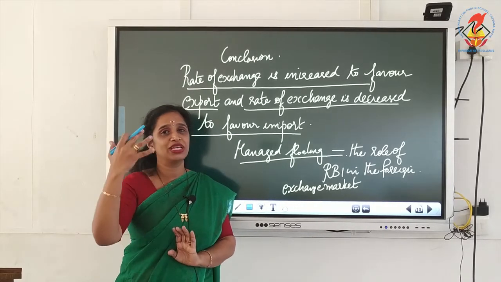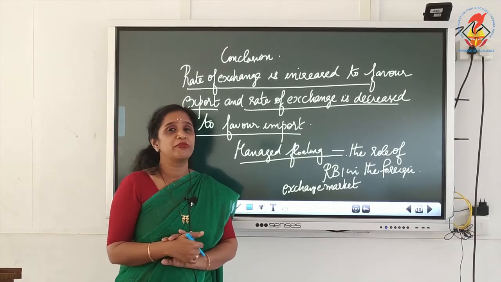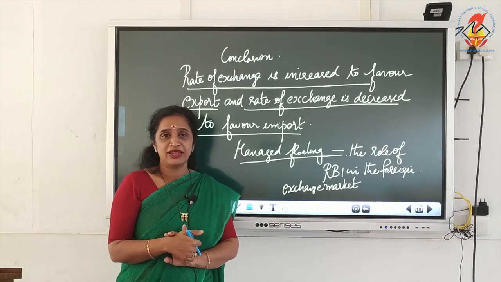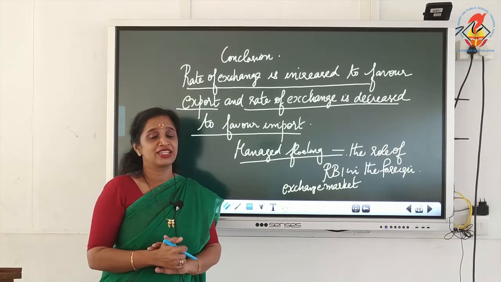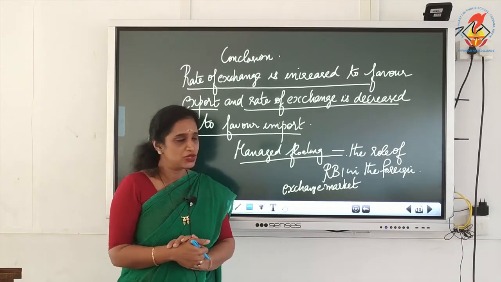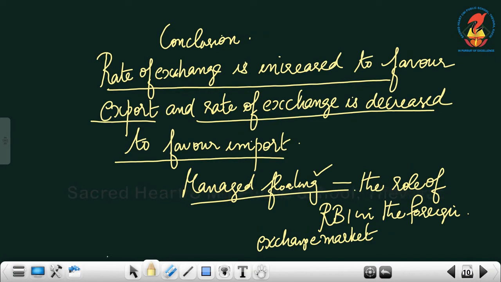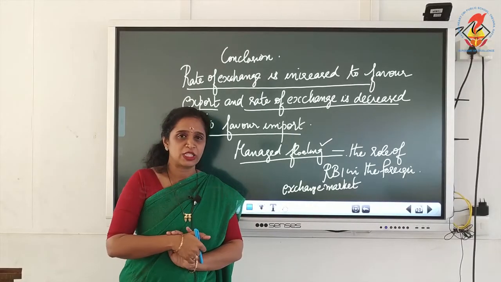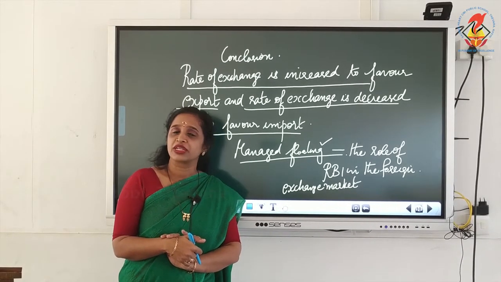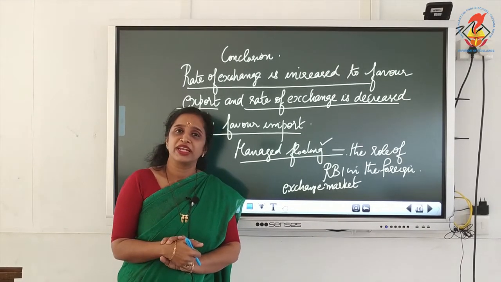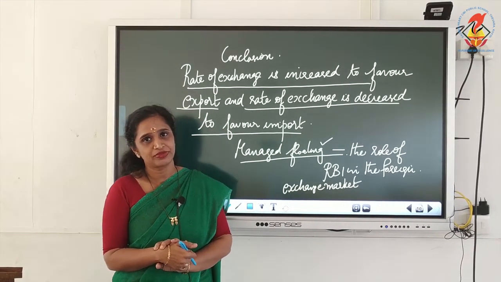I told you when I taught you money and banking that this will be learned in a detailed manner in the foreign exchange market, and this is the topic. So thus the role played by RBI in the foreign exchange market is managed floating. So with this we have completed the 3 types of exchange rate as per your syllabus, that is fixed exchange rate system, flexible exchange rate system, and managed floating.